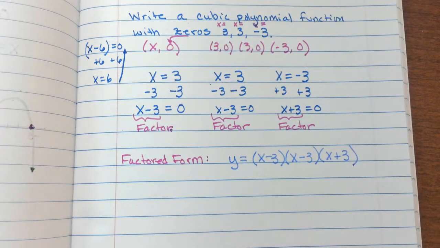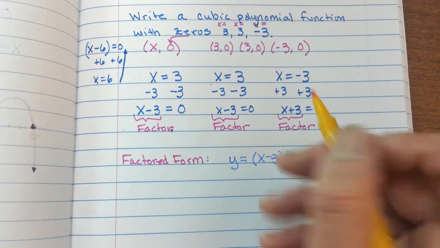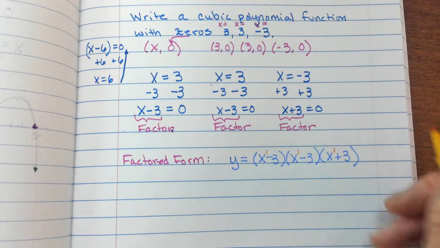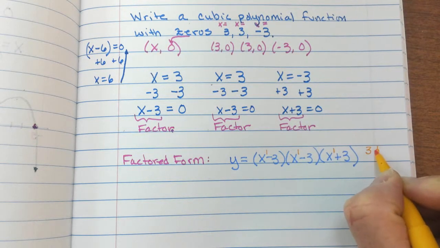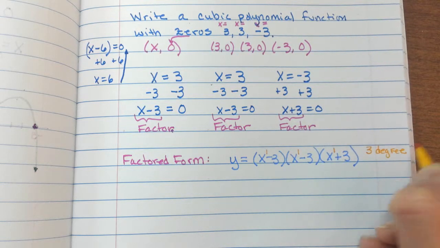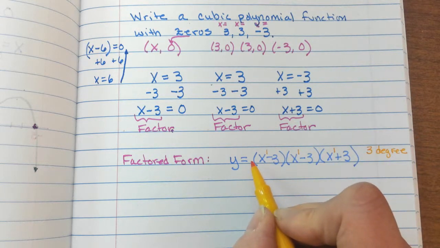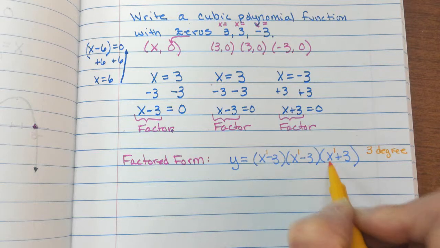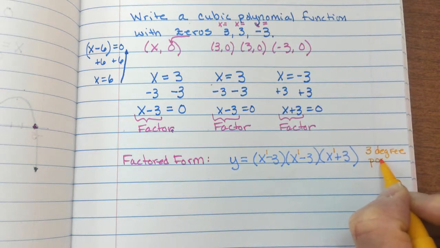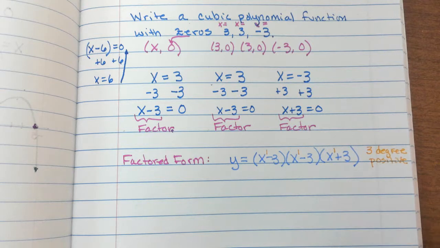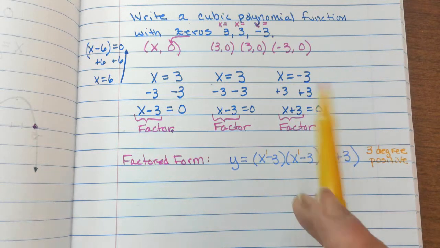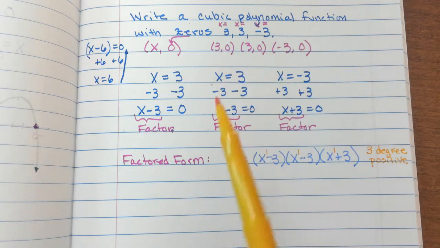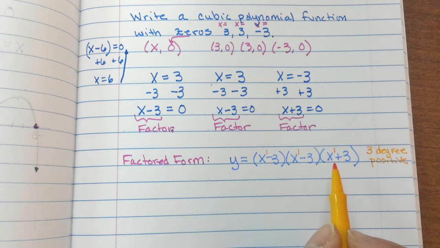If you remember from the previous video, I can tell you what degree function this is. This has an exponent of 1, exponent of 1, exponent of 1, which means that this here is a third degree polynomial. And I know it's positive because there are no negatives in front of any of the x's, so the leading coefficient is positive. Okay, let's go ahead and do what we were asked to do. We want to write the cubic polynomial function. I'm going to assume that means in standard form. Right now we have it in factored form.